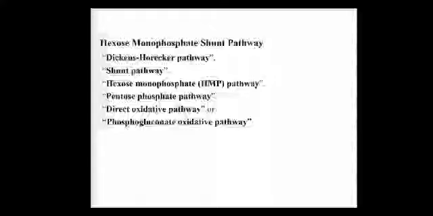Good morning, all. Today we'll be seeing about the HMP pathway, that is the hexose monophosphate shunt pathway. Under carbohydrate metabolism, we have studied glycolysis and the uronic acid pathway. Today it is the HMP pathway. It is also called the Dickens-Horecker pathway, shunt pathway, HMP pathway, pentose phosphate pathway, direct oxidative pathway, or phosphogluconate oxidative pathway. So all these are the names given for the pathway.